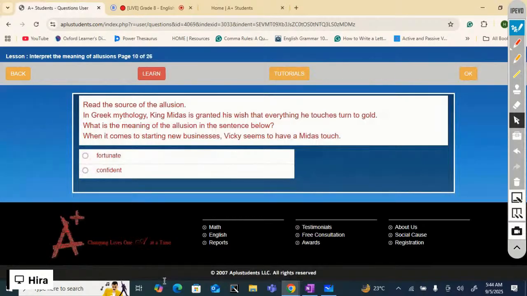In Greek mythology, King Midas is granted his wish that everything he touches turns to gold. Okay, let's read this sentence and find the meaning of the allusion. When it comes to starting new businesses, Vicky seems to have a Midas touch: fortunate, confident. Well, if something turns to gold when you touch it, it means you have a Midas touch.